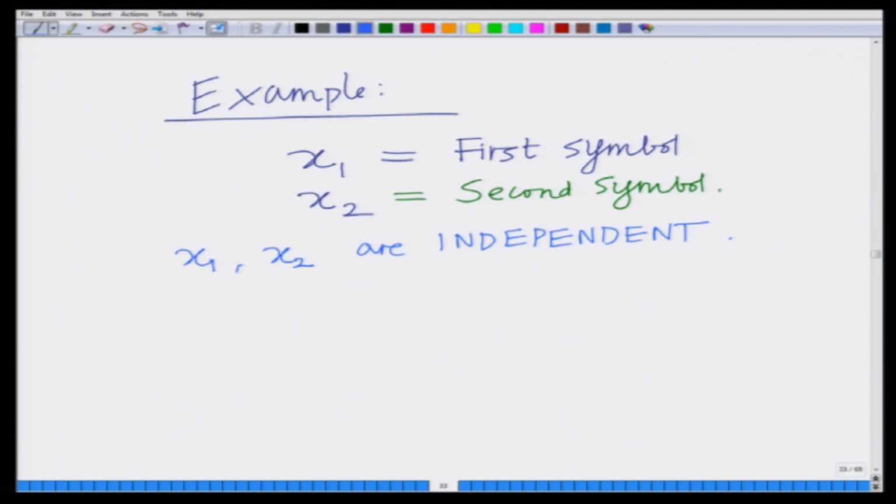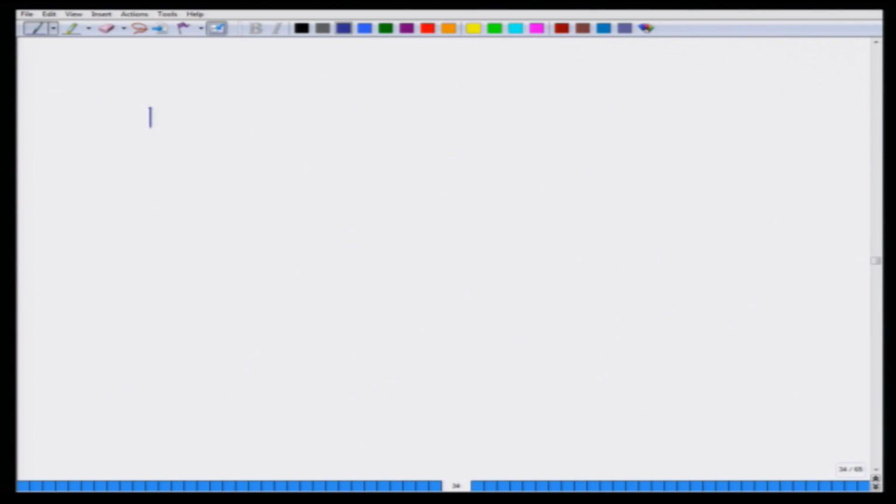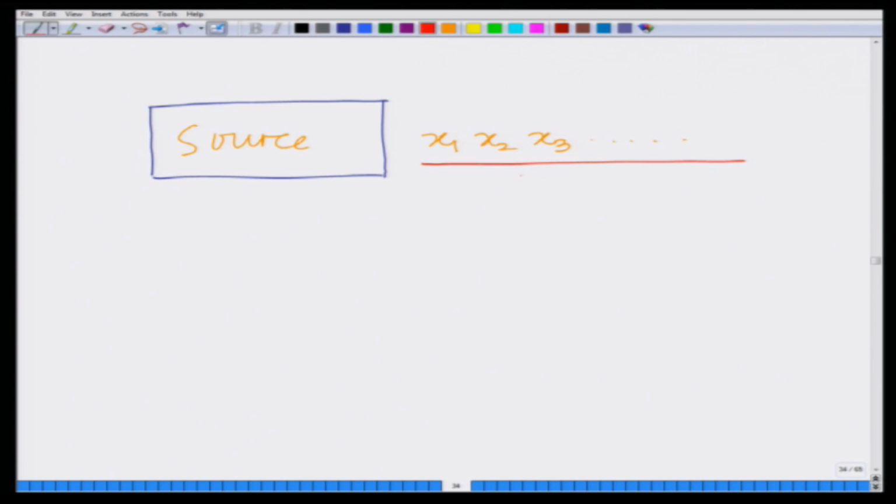In fact, to extend this analogy further, we can consider a source S, and frequently this is the case, generating the symbols x1, x2, x3 and so on. So, the source is generating various symbols.